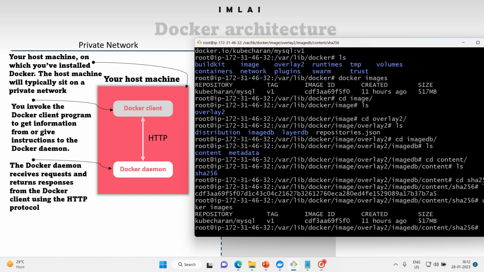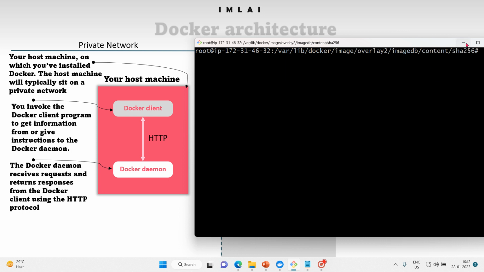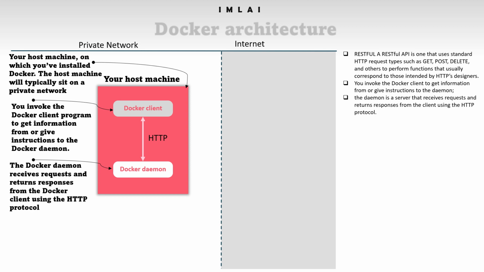I hope you got our understanding of this: a docker client and HTTP and docker daemon. Then you invoke the docker client to get information from or give instructions to the daemon. So that's what we have done in our exercise. Then the daemon is a server that receives requests and returns responses from the client using the HTTP protocol.